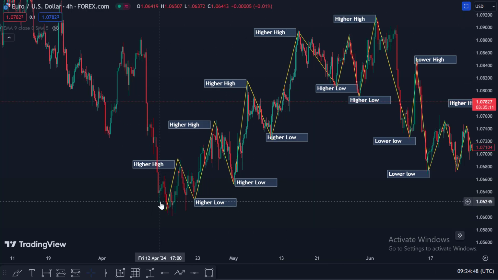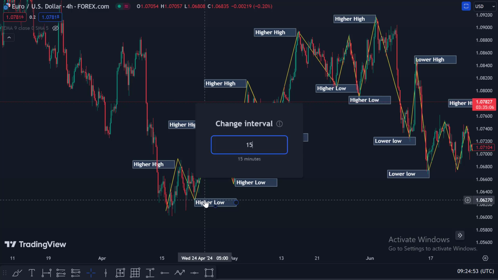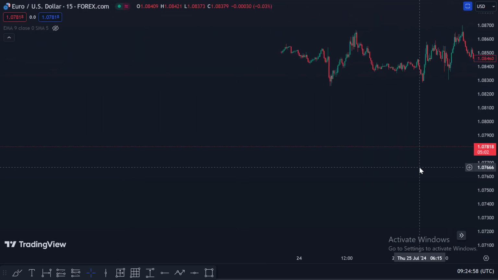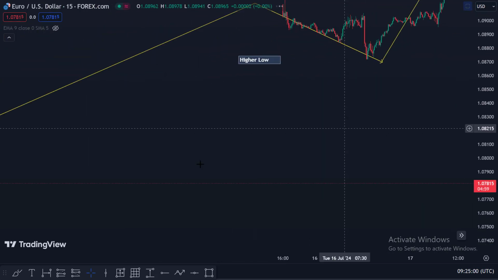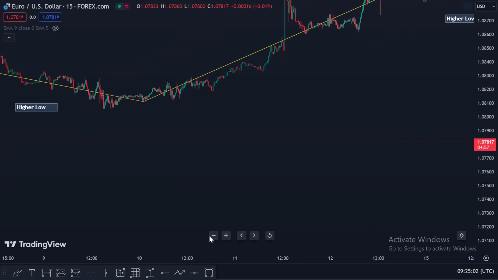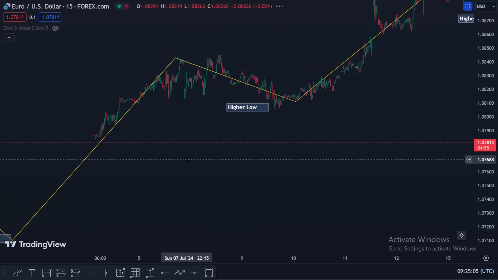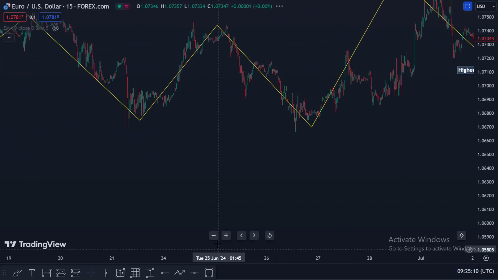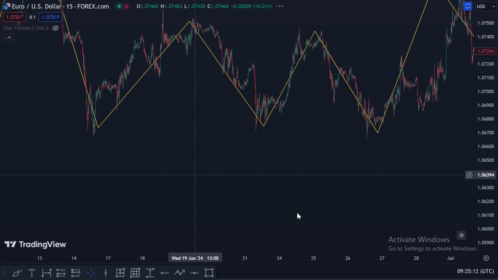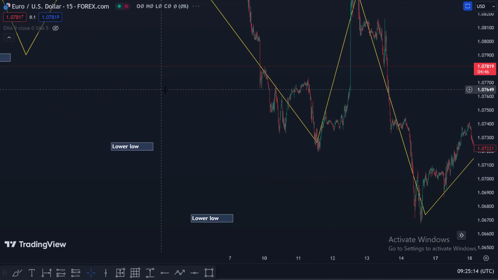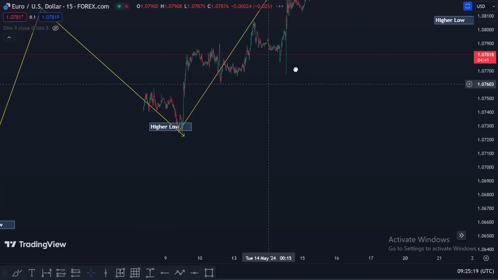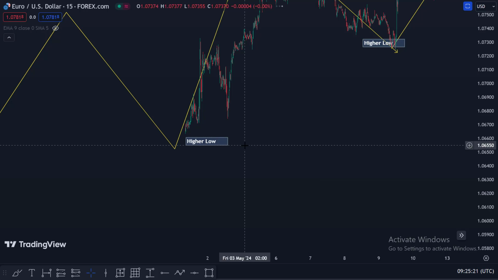Now this is a 4 hour. Remember, let's go on a 15 minutes for you to see this very clearly, for you to see what I'm showing you guys. As you can see, this is 15 minutes right there. The 15 minutes has so many candles, with a lot of higher highs and higher lows. There's a lot of noise on the 15 minutes time frame, so to trade 15 minutes effectively, you need to know what you are doing.